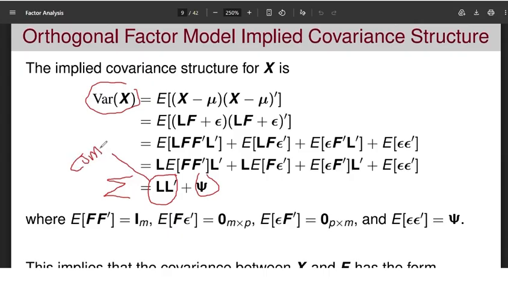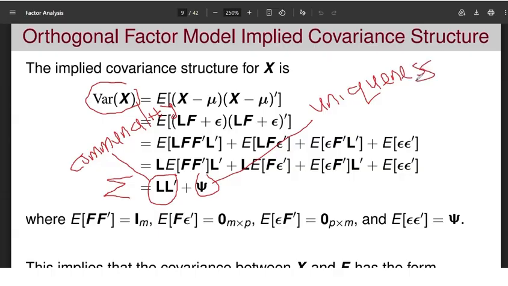Commonality, okay? You know what commonality means? The commonality is a shared variance. Why is this guy a uniqueness? Because uniqueness is the specific factor, not shared. So this is synonymous with the explained and unexplained variation that we talk about. Okay, that's a mathematical way of doing that.